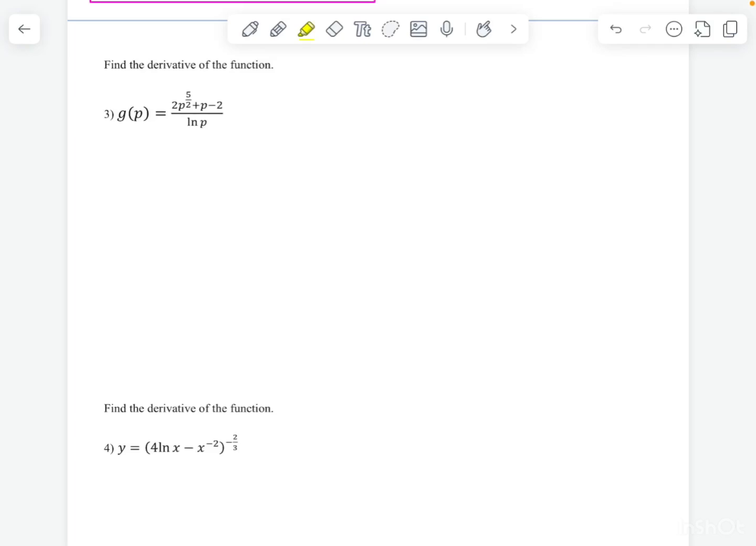Hello class, in this video I'll be showing you how to find the derivative of a function that involves a natural logarithm. Let's begin. For example 3, we have g of p is equal to 2 times p raised to the 5/2 power plus p minus 2, all divided by the natural log of p.